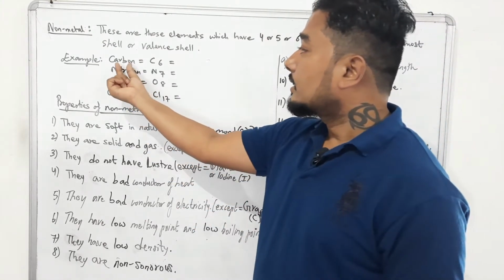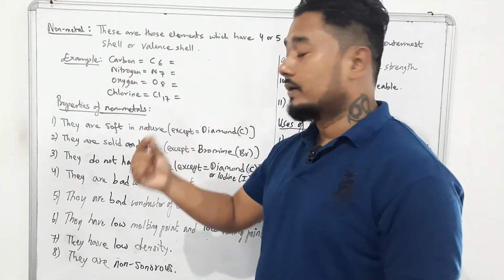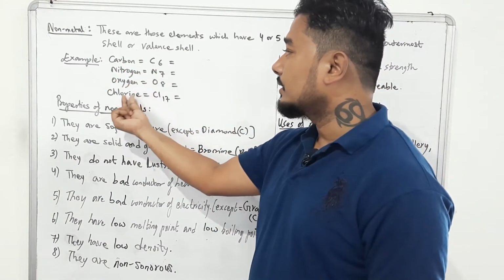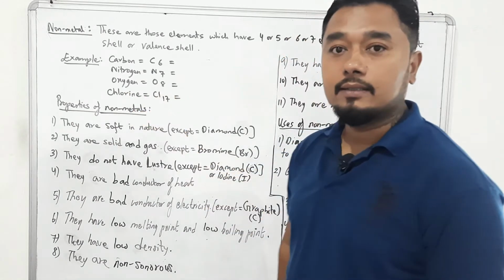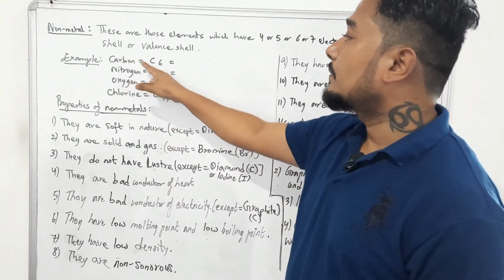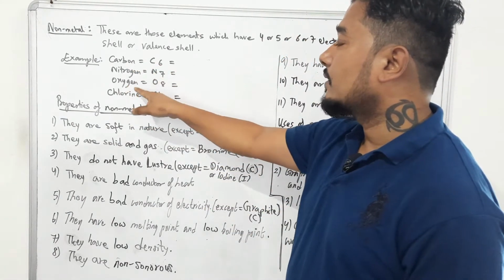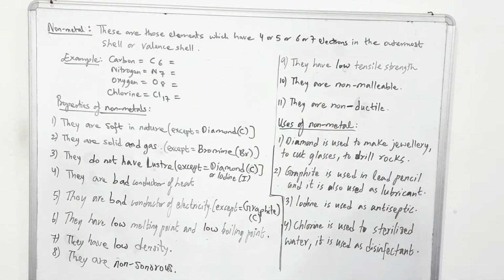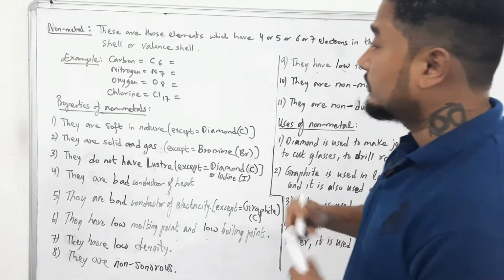Examples: carbon, nitrogen, oxygen, chlorine. The symbol of carbon is C, nitrogen is N, oxygen is O, chlorine is capital C, small l. The atomic number of carbon is 6, nitrogen is 7, oxygen is 8 and chlorine is 17. Now with the help of these numbers we are going to make the electronic configuration.